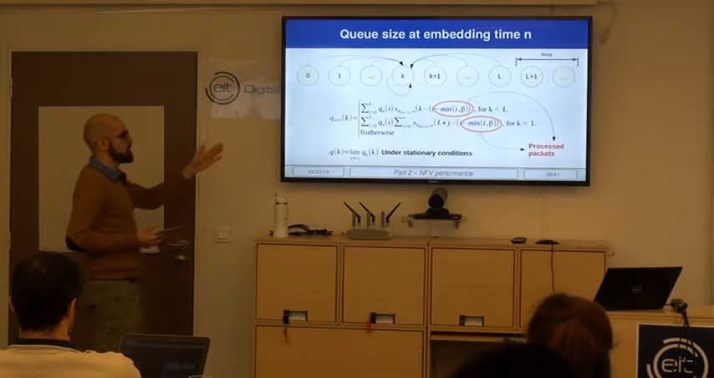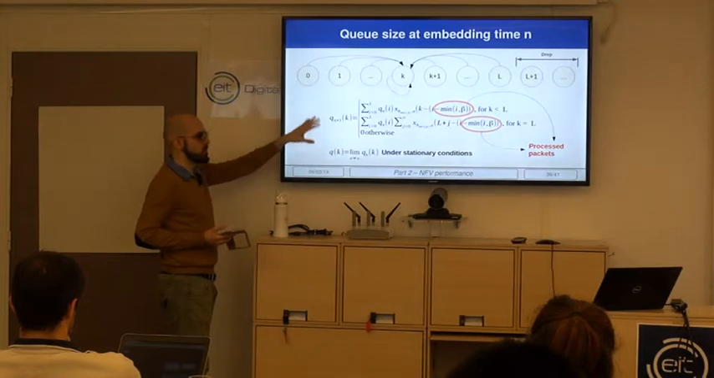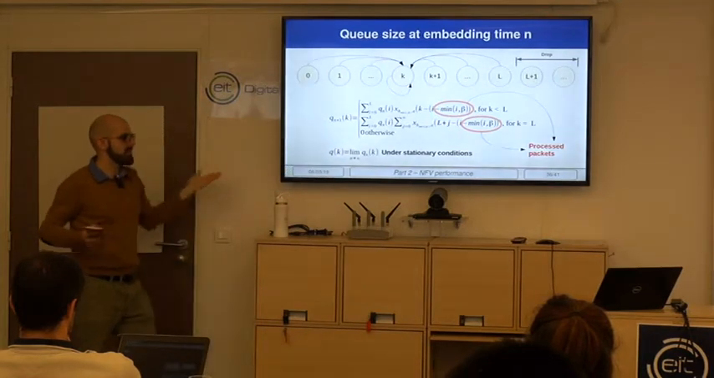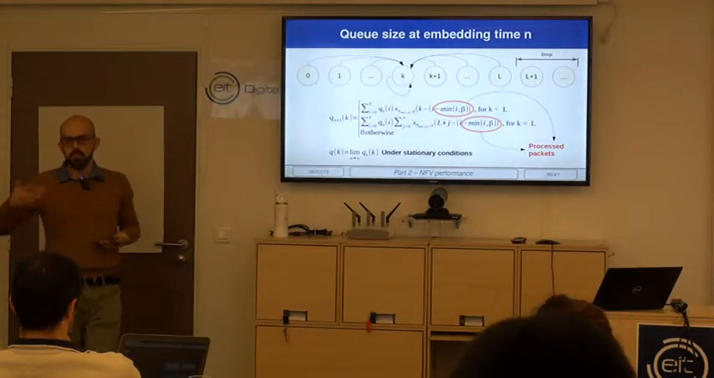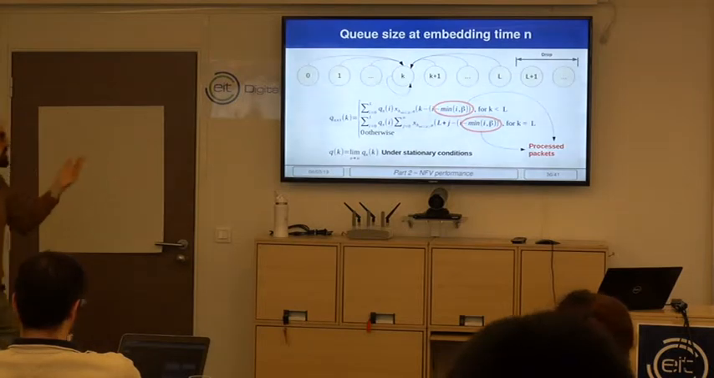So this is very important because under stationary conditions, we just detect the Q of k, that is the limit for n that goes to infinity of this formula.